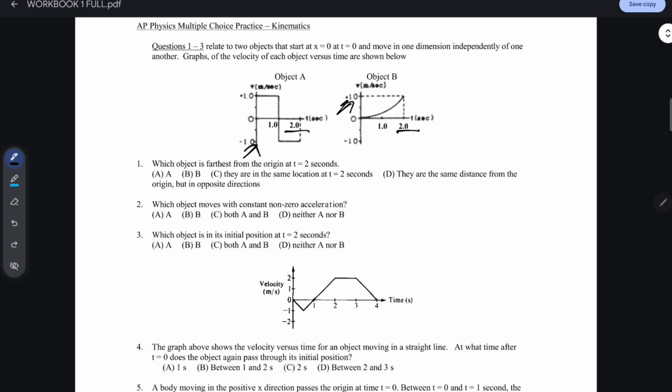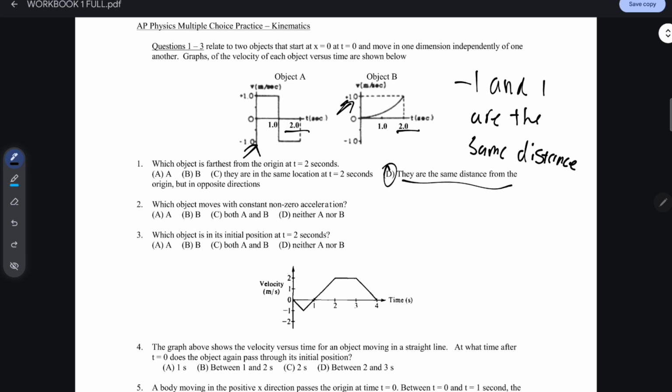So in physics, -1 and 1 are the same distance. It's not like math where 1 is greater than -1. No, they're the same distance. So the answer for this one would be D. They are the same distance from the origin, but in opposite directions.